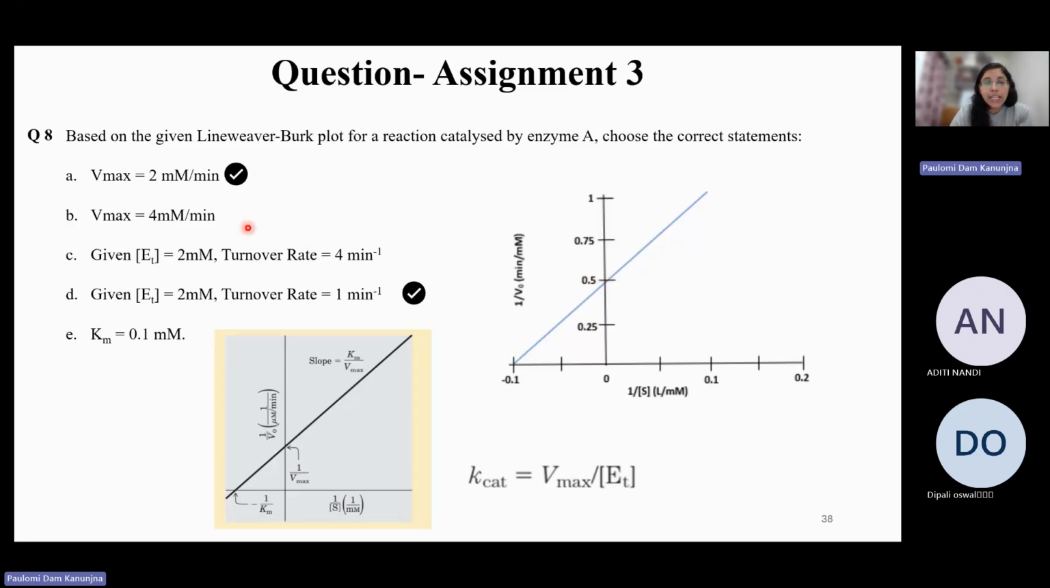So that is correct. Next, you are told that you have your ET as this and the turnover rate, which is basically kcat. So you need to find out the kcat, given your ET. You just replace Vmax by the given value, and we have already established Vmax is 2, and 2 by 2 is 1, and 2 by 2 is not 4. So this is the correct answer. This is minus 1 by Km, which is minus 0.1. So Km is the inverse of it, right? Interesting question and a good revision.